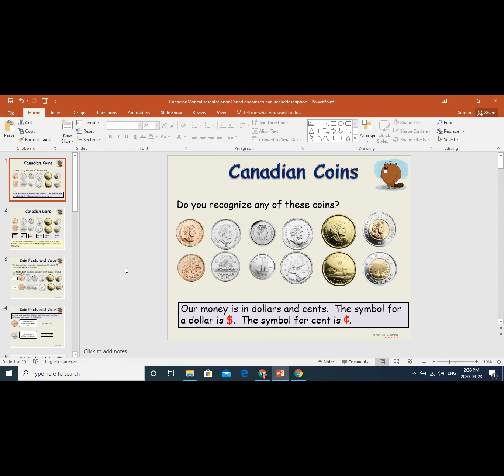So as you can see on this picture here, it says Canadian coins, and then it asks if you recognize any of these coins. So you might already know what some of them are. Maybe you even know what they are worth. So I want you just to take a minute and see which ones you recognize.